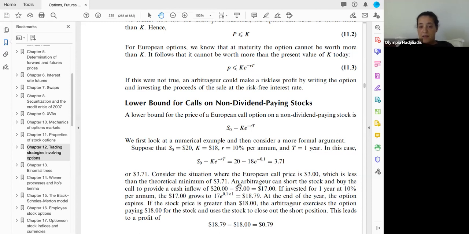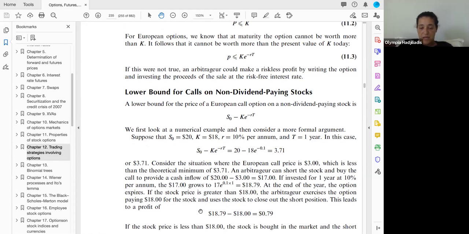The arbitrageur can short the stock and buy the call to provide a cash inflow of 20 minus 3, which is $17. If invested for 1 year at 10%, the $17 grows to $18.79. At the end of the year, the option expires. If the stock price is greater than $18, the arbitrageur exercises the option, paying $18 for the stock, and uses the stock to close out the short position. This leads to a profit of $18.79 minus 18, which is 79 cents.